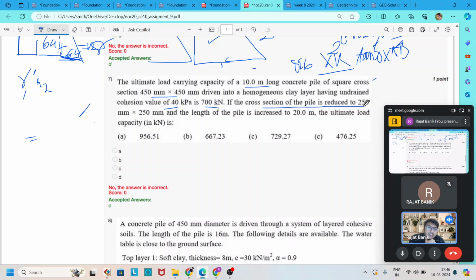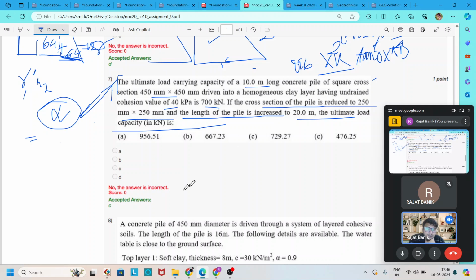If the cross section of the pile is reduced to 250 mm by 250 mm and the length of the pile is increased to 20 meter, then find the ultimate load in kilonewton. So we can see that to solve this problem, the alpha value, that is the cohesion factor or adhesion factor, is not given. So first find the alpha value based on the first given result.